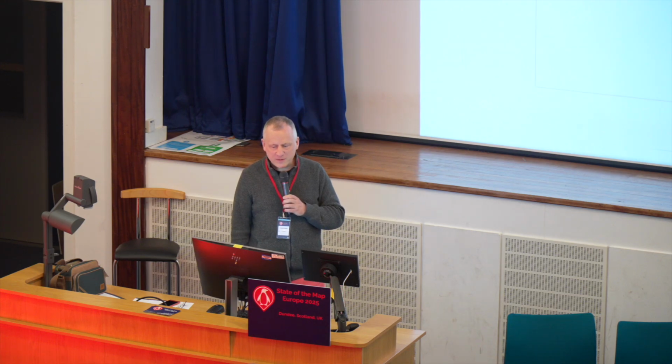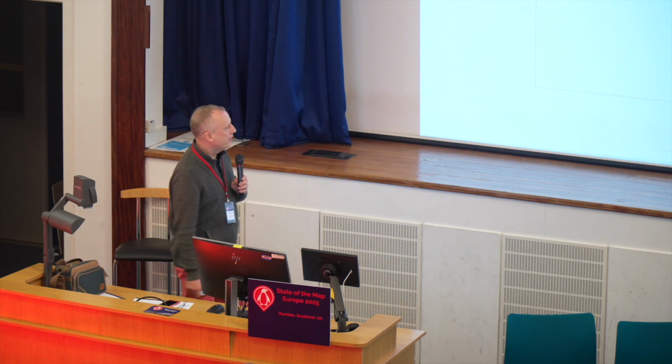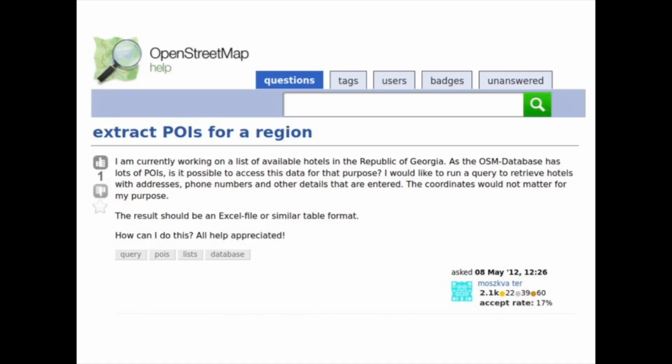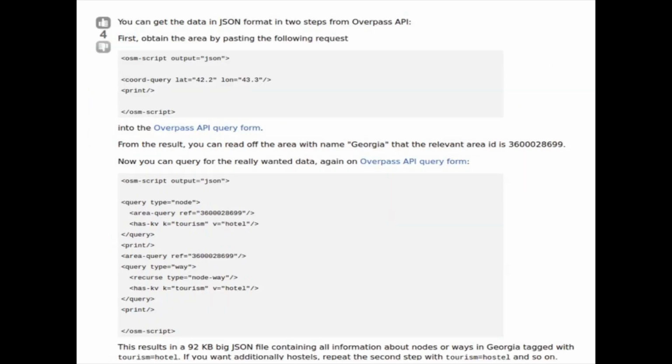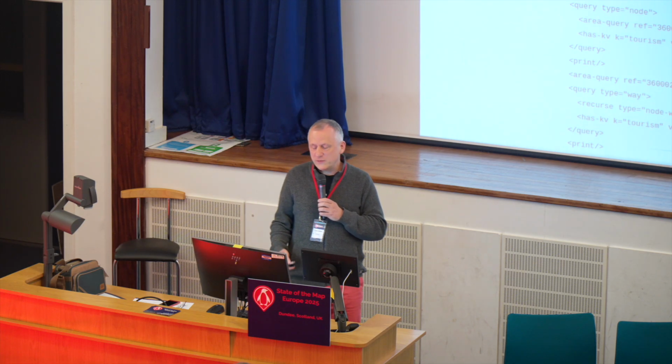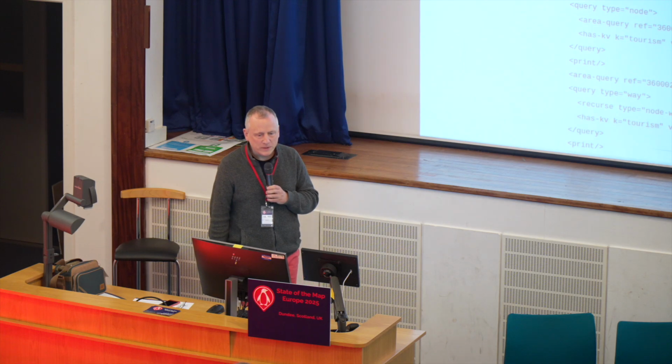Initially, the Overpass API query form looked like this. There was basically a form where you could enter a query if you knew how to word the query. And then people would ask on the forum, how can I extract POIs for a region? And then they would get answers like this. Oh, well, you do this, then you can find out, then you put this query into the form, and then you copy this and then paste this, and then maybe you get a result, which obviously wasn't great. It was difficult to use, difficult to learn for people.